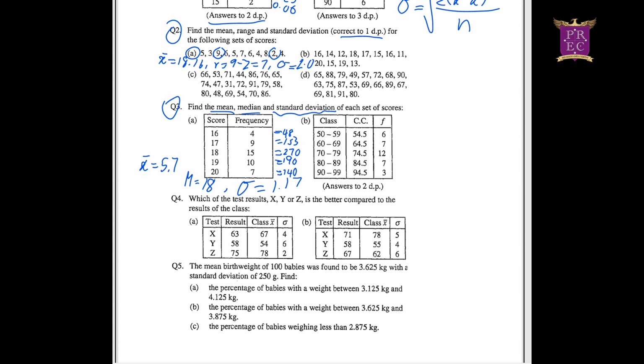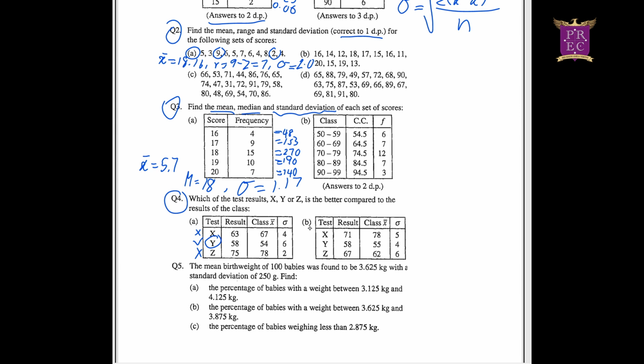Okay, now let's have a look at this one. This one might definitely come on the exam. We have a result of 63 and the class average is 67. Has he done better than the average? No. So he's not going to be a candidate. Let's have a look at Y. The class average is 54 and the result is 58. Has he done better than the average? Yes, he has. For Z, the result is 74, class average is 78. Has he done better than the average? No. So we know that Y has performed the best compared to all these two.